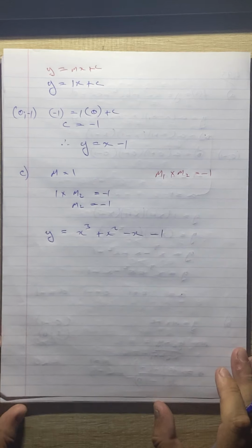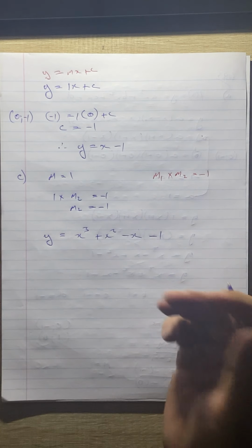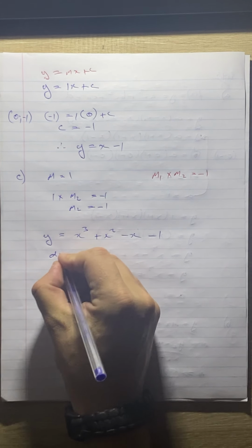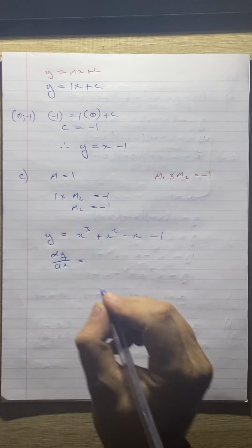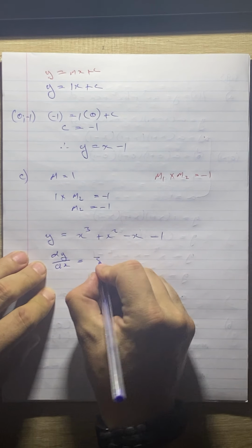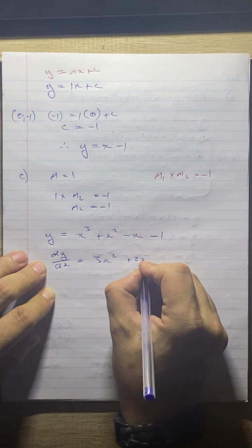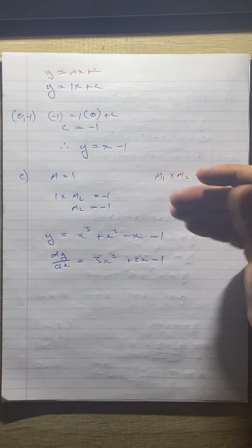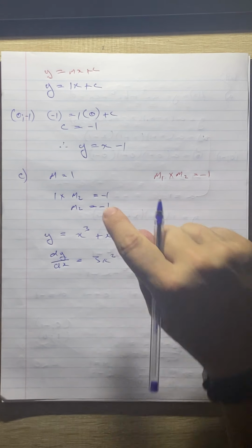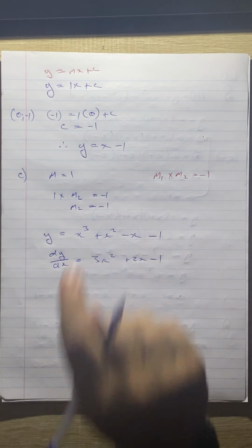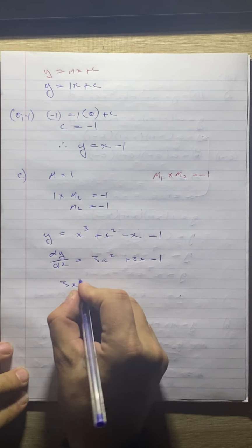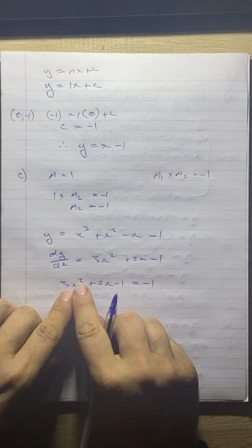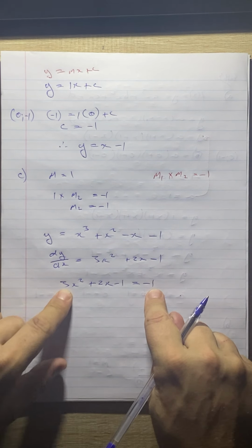Okay, so I'm going to differentiate that. And once I've differentiated that, that is my gradient function. So dy/dx equals 3x squared plus 2x minus 1. Now what we're interested in is finding the x values that will give us this gradient of minus 1. So I'm going to set my gradient function equal to minus 1. So 3x squared plus 2x minus 1 equals minus 1. And that will find the x values to give me that gradient of minus 1.